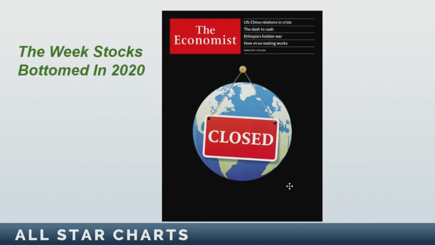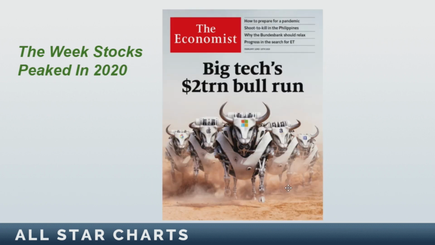And then let's remember what happened a year ago. I mean, The Economist, classic. The week the stock market bottomed, this was The Economist magazine. I mean, they don't get more bearish. You can't get a more pessimistic magazine cover than the earth being closed. I mean, hello. That's the week the stock market bottomed and proceeded to go on the best rally for stocks in over 75 years.